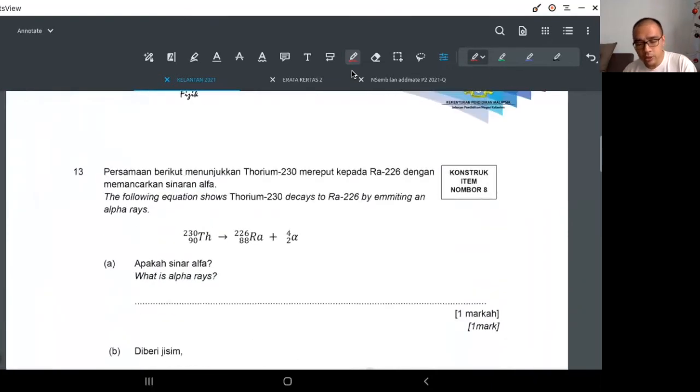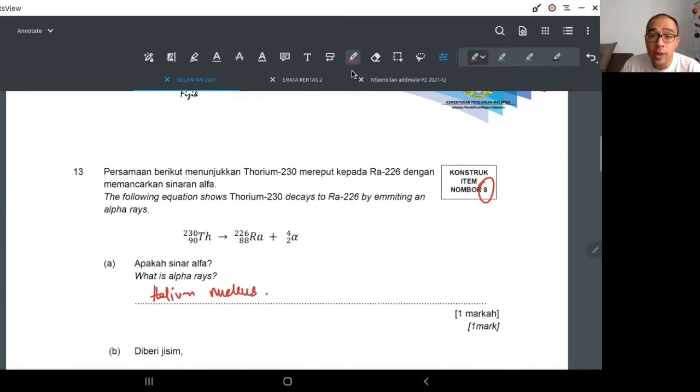Okay, let's go to construct item number 8. Okay, so we are presuming that number 8 questions are going to be the reka bentuk questions. Okay, which is when we say reka bentuk means you have to design or you have to make improvements or things like that. Okay, so what is alpha ray? Okay, an alpha ray is a helium nucleus.